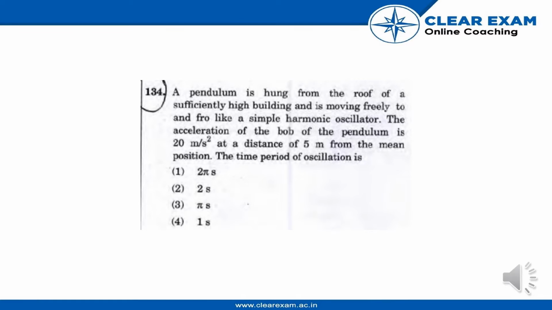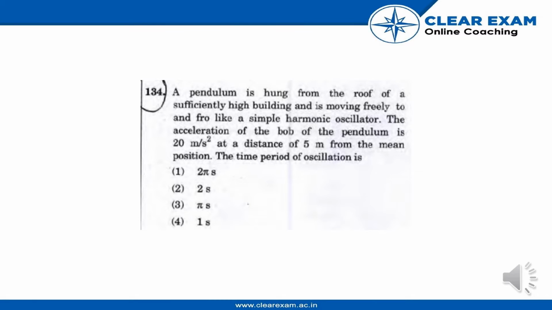A pendulum is hung from the roof of a sufficiently high building and is moving freely to and fro like a simple harmonic oscillator. The acceleration of the bob of the pendulum is 20 meters per second square. At the distance of 5 meters from the mean position, the time period of the oscillation is.